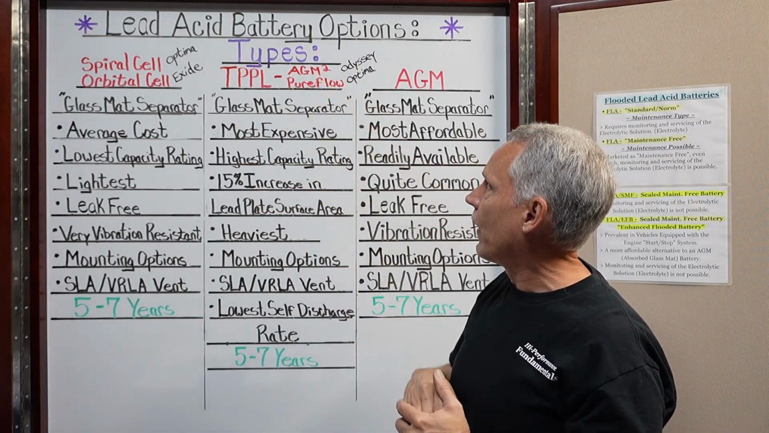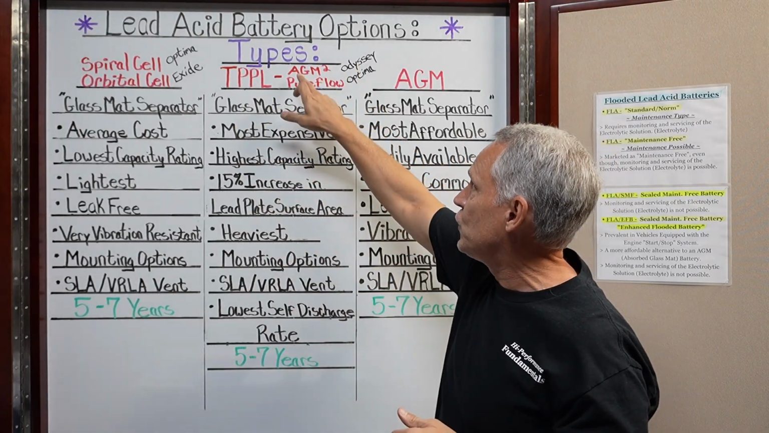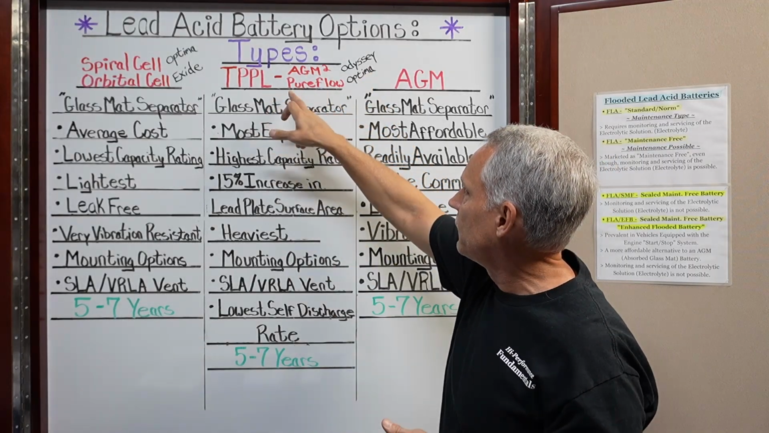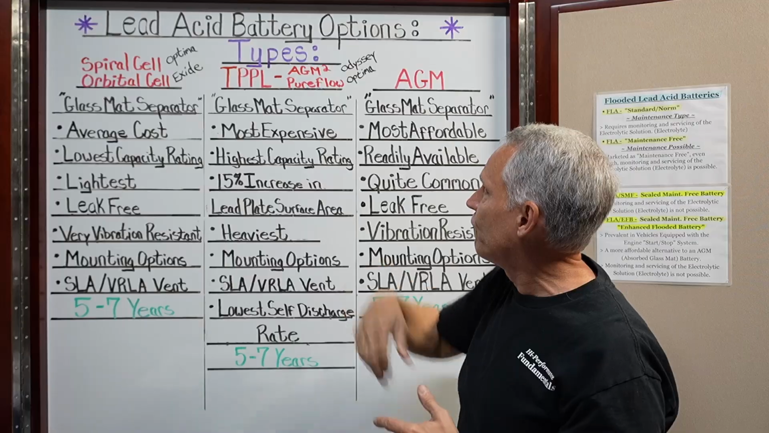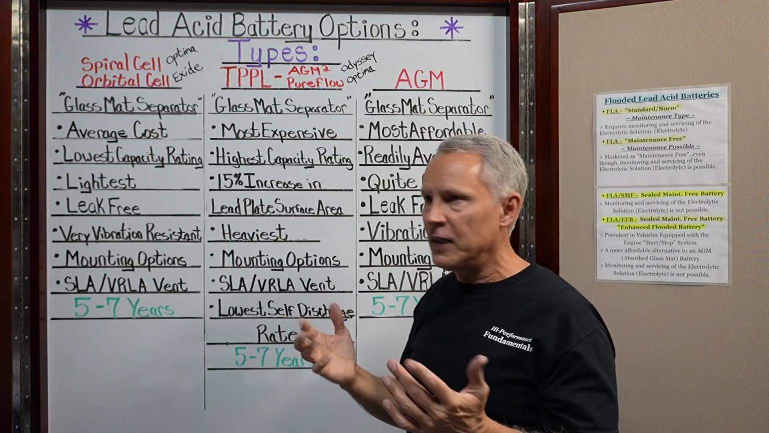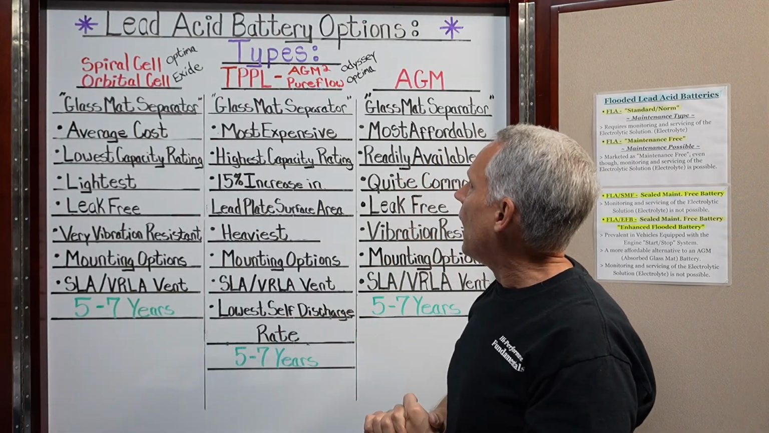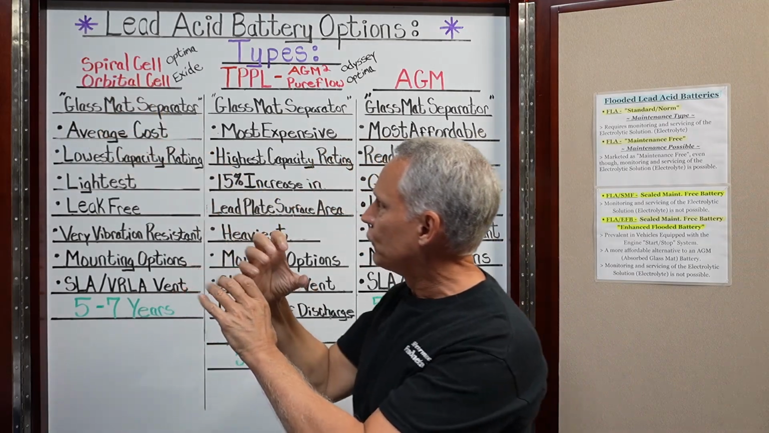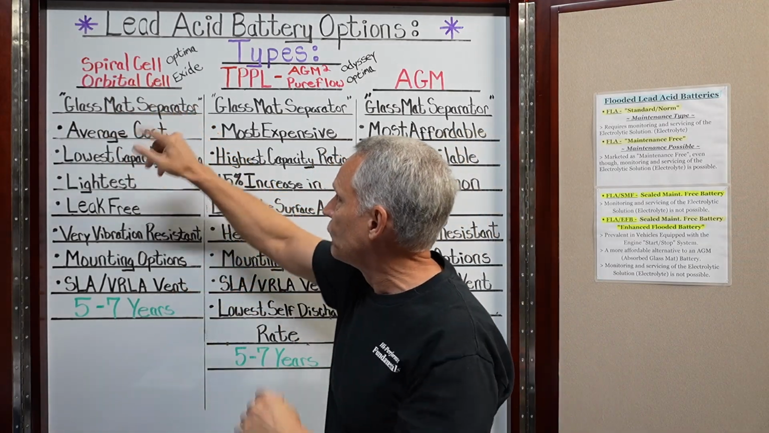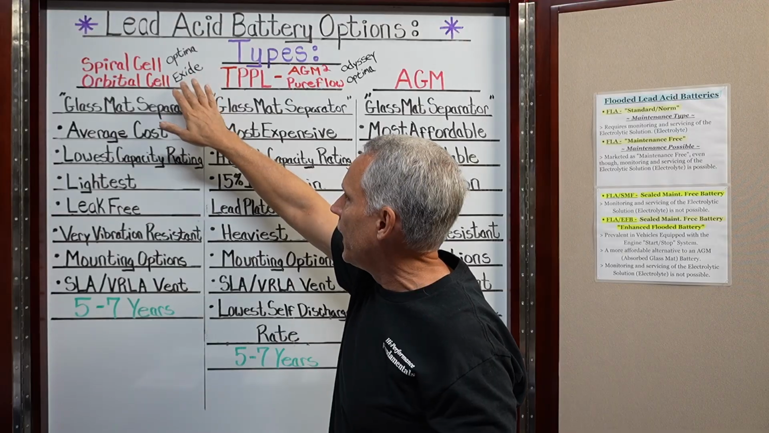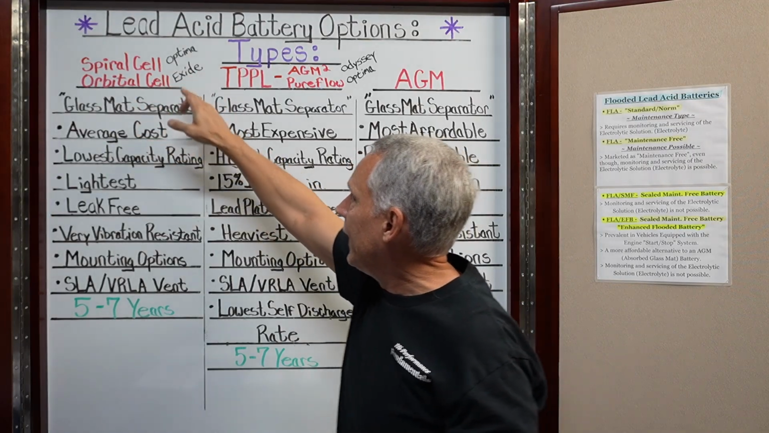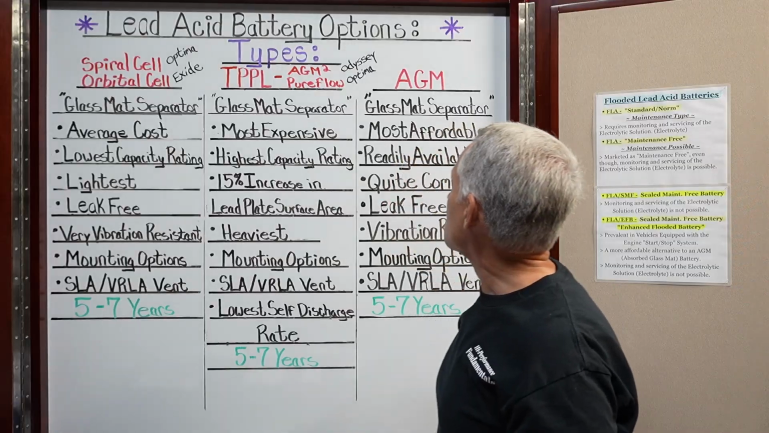Odyssey, one of the terms they've deemed it is AGM2 or AGM squared. Optima has deemed that type of battery a pure flow battery. It's just branding as far as I'm concerned. So that is your thin plate pure lead, your spiral or circular cell, or orbital cell, which is a branding by Exide. That's what they call it, and Optima calls it a spiral cell.